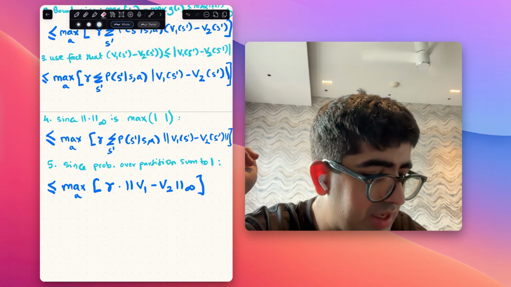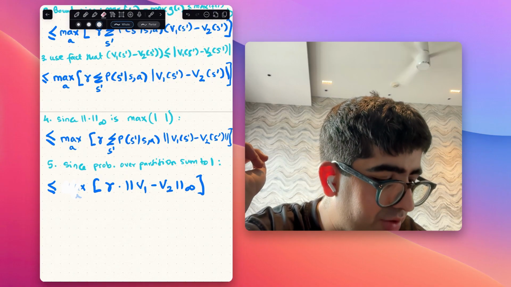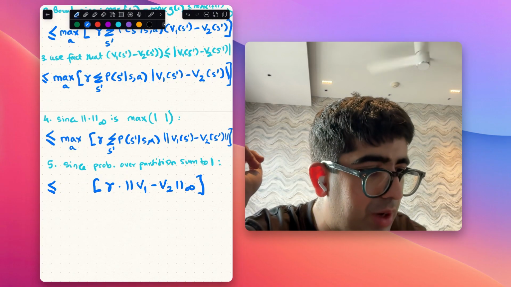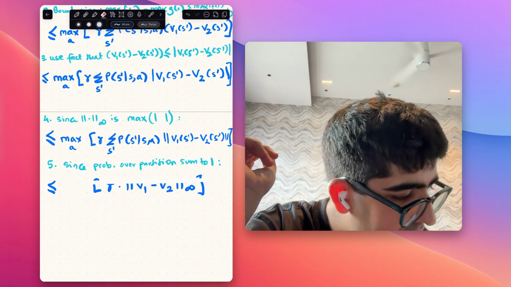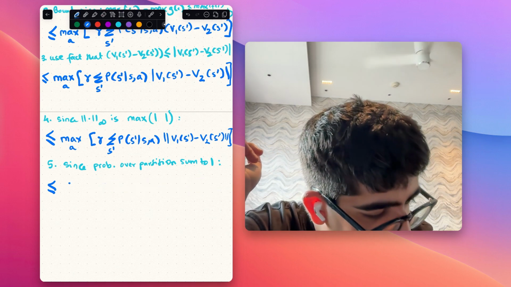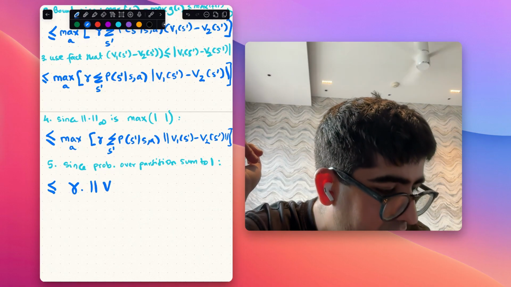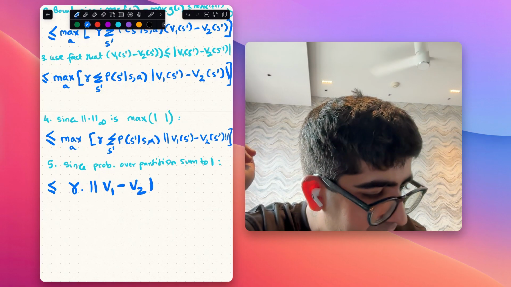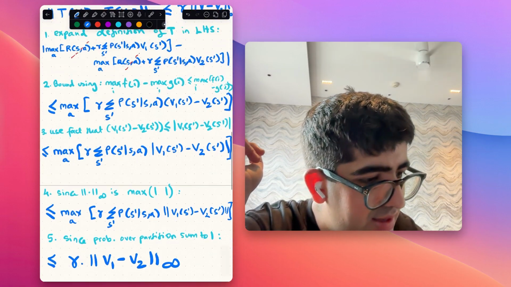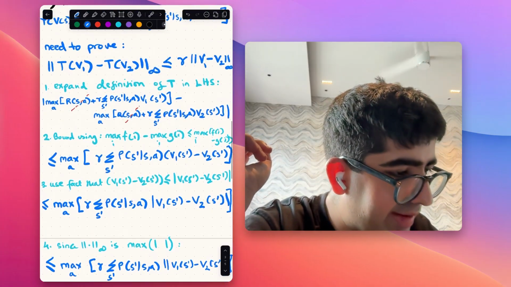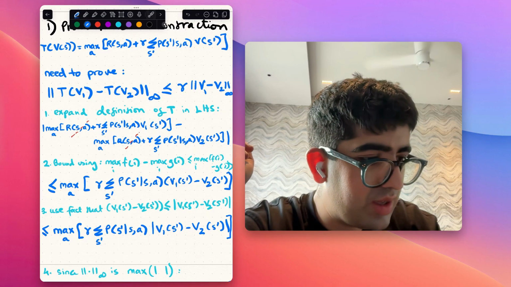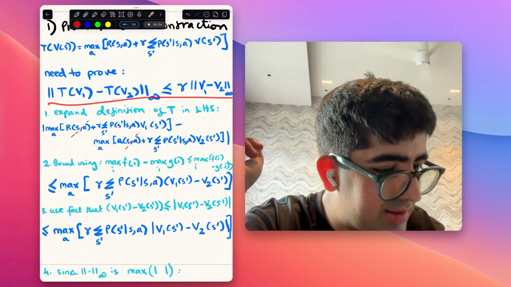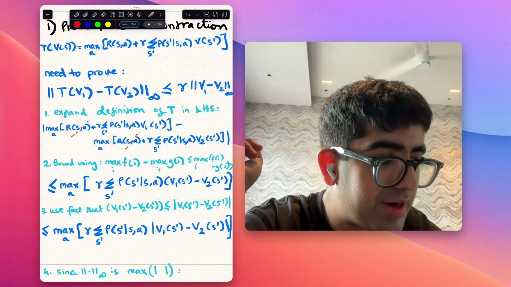But yes, basically we can also get rid of the max over A because it's upper bounded by what we now have, which is simply gamma times the infinity norm of v1 minus v2. And this is exactly equal to what we needed to prove above, that the Bellman operator is a contraction.